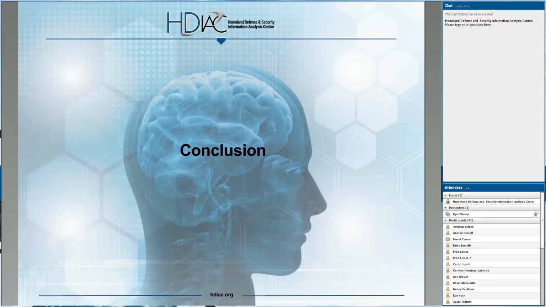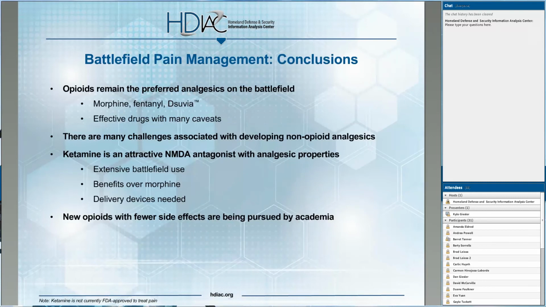Actually, no, here we go. Their conclusion slide is right here. So opioids do remain the preferred analgesic on the battlefield: morphine, fentanyl, Dsuvia in particular. They are effective drugs, but there are many caveats, of course, with respiratory suppression, tolerance, and addiction being some of the top three players and why these drugs are undesirable.